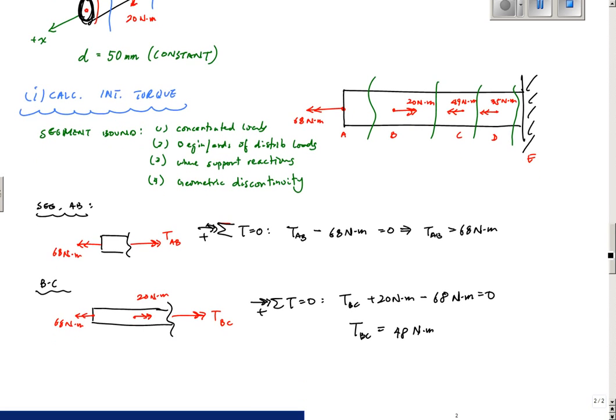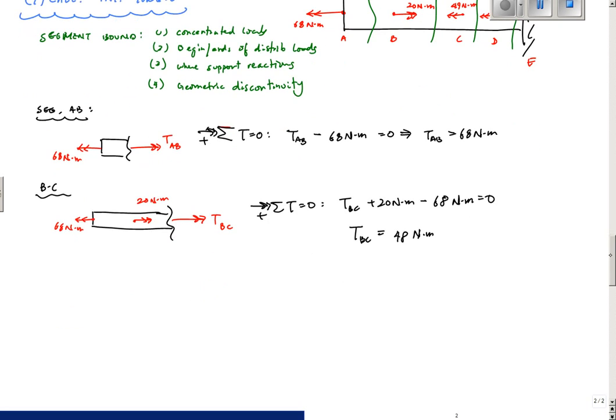And just to note, the reason I make the cut and look at the left side is because I never found the reaction at E. Once you make a cut, you can look at the left or the right side. But if you want to look at the right side of the cut, you have to make sure you find the reaction at E. It's as simple as that. Otherwise, you won't be able to solve it, or you'll get a bunch of inaccurate numbers.